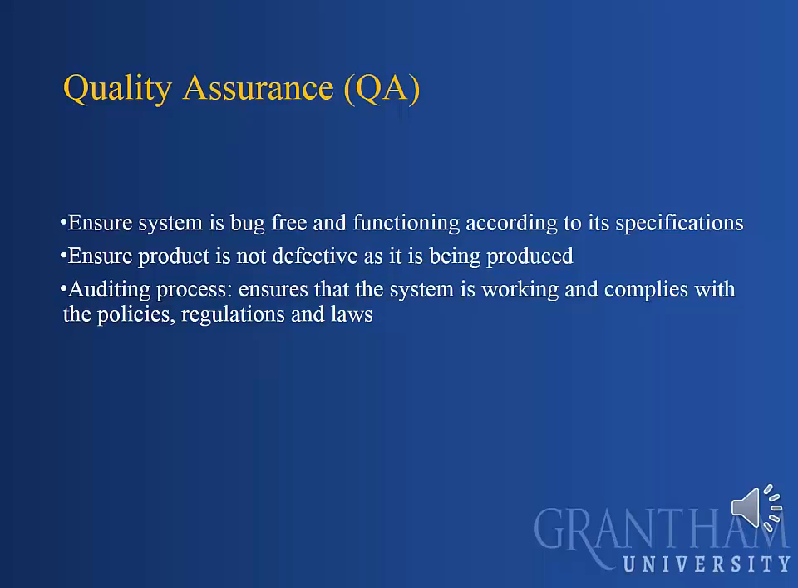Now we need to note that there is a difference between auditing objectives and quality assurance objectives. With quality assurance, you're trying to make sure that the system is bug-free, functional according to the specifications of what it's supposed to do, how it's supposed to perform. You can think of quality assurance as ensuring that the product is not defective as it's being produced.